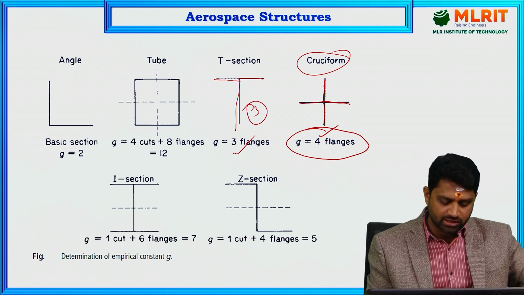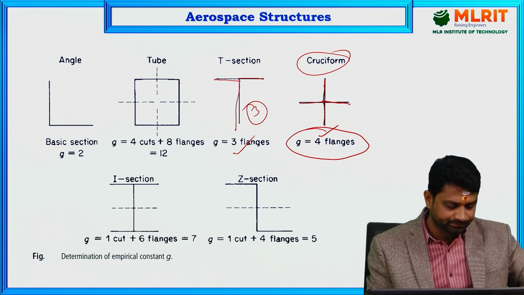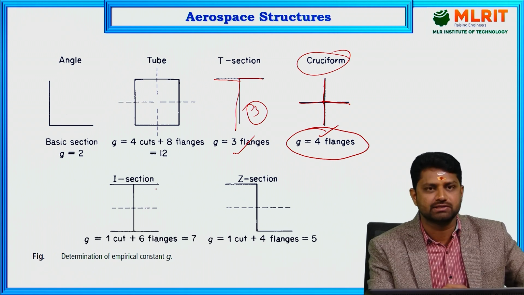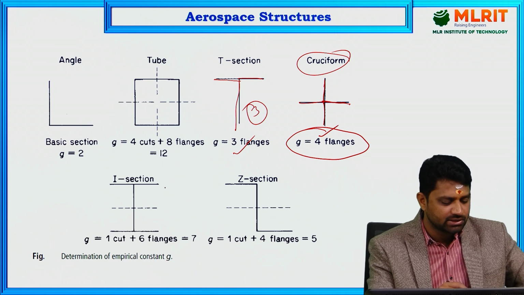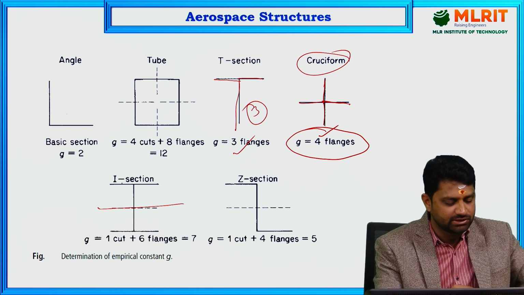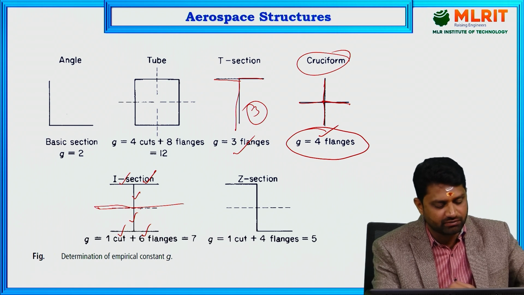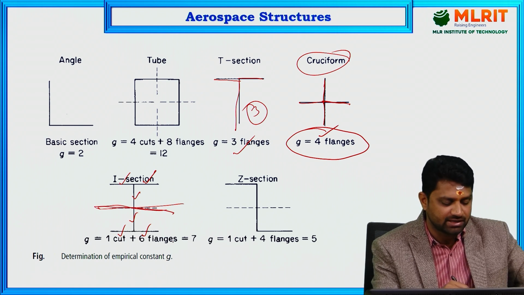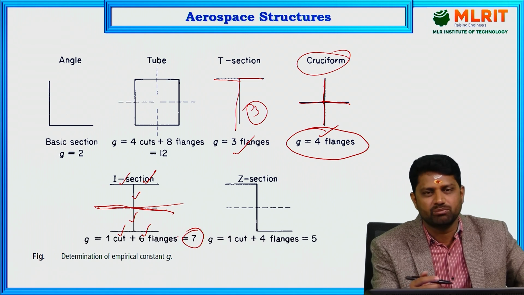Now if we look at the I section, we know that it is composed of 2 flanges and 1 web. If you make one cut here, you can take it as 1 flange, second flange, third one, fourth one, fifth one, sixth one. So 1 cut is required for this I section, and 1 cut plus 6 flanges, the total G value will become 7. Okay, so G is the empirical constant.